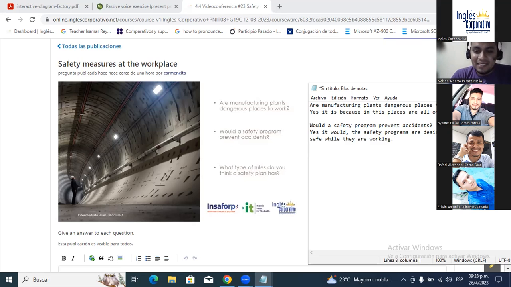Okay. Number three. What type of rules do you think a safety plan has? Okay, it's a list. Number one, for example, people need to avoid a dangerous place and risk.